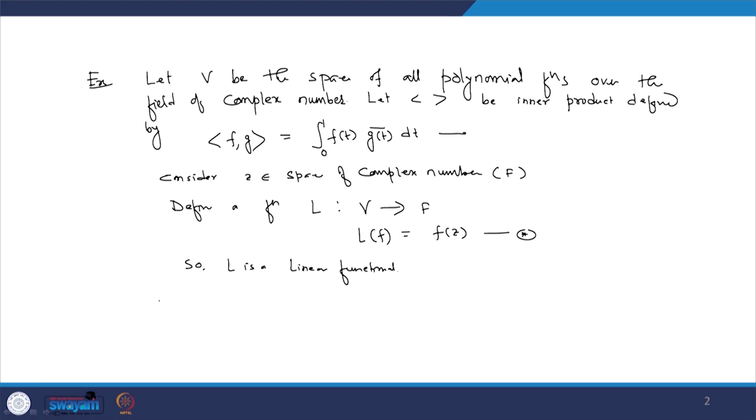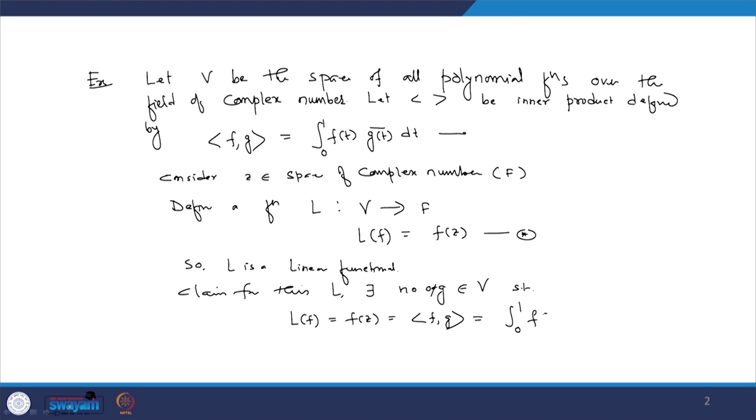Now, our claim is that for this linear functional there exists no non-zero element g belonging to V such that inner product of f and g will be equal to L of f. Claim: for this L there exists no g not equal to 0 in V such that L of f equal to f of z equal to inner product of f and g, that is equal to integral from 0 to 1 of f of t and g bar of t dt. Suppose such g exists.